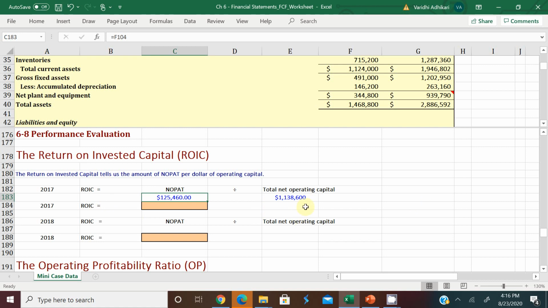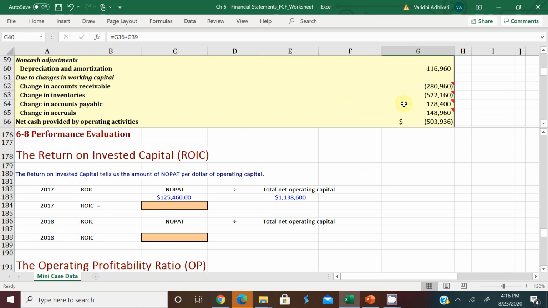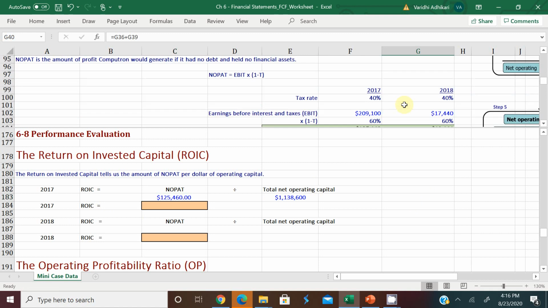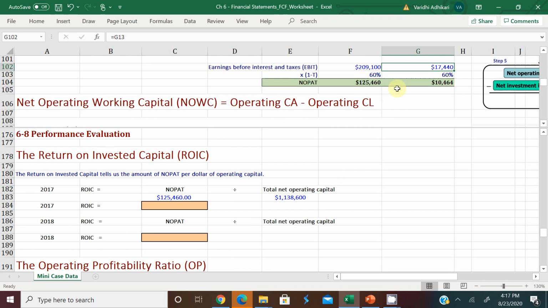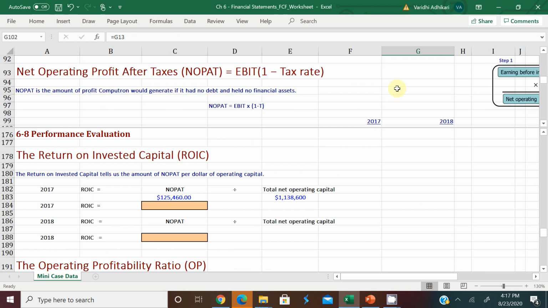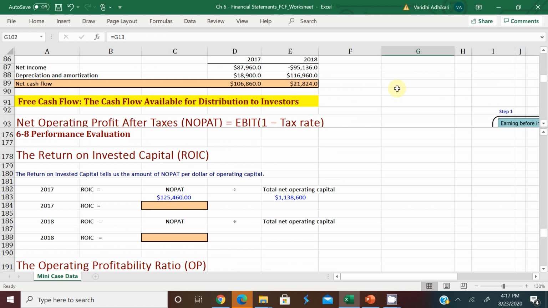So in 2017, NOPAT was $125,000. Okay, so NOPAT is right here, right? And divide that by, so this is the amount of profit generated, and this is the amount of operating capital that was needed to generate that profit. So this has to do with how profitably this company was able to utilize its operating capital.